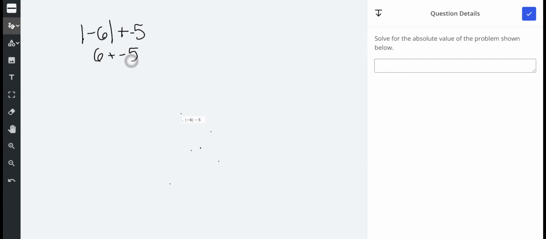plus negative 5. Well, 6 is positive, 5 is negative. So that means I'm going to subtract those two. So 6 minus 5 gives me 1. 6 is a larger number, so my answer is a positive 1, because my number 6 was a positive number.